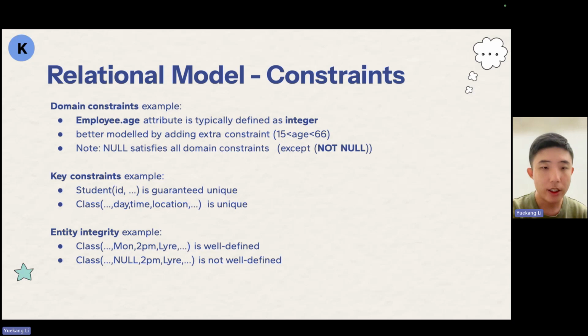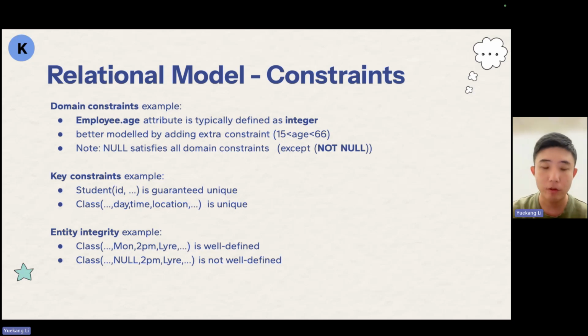And for key constraints, there are some. This is to make sure that there is a key for every table that could be used as a unique identifier. So this is the key constraint. As for entity integrity constraint, it is used to make sure that the key is valid.